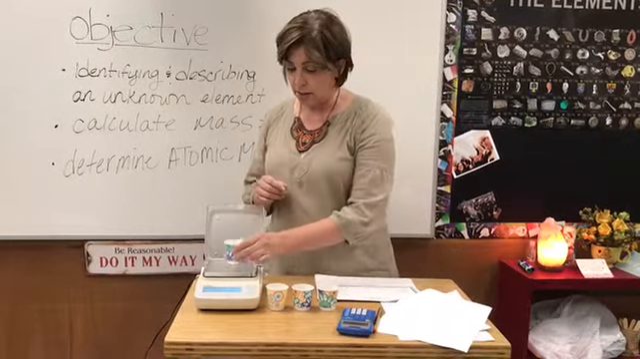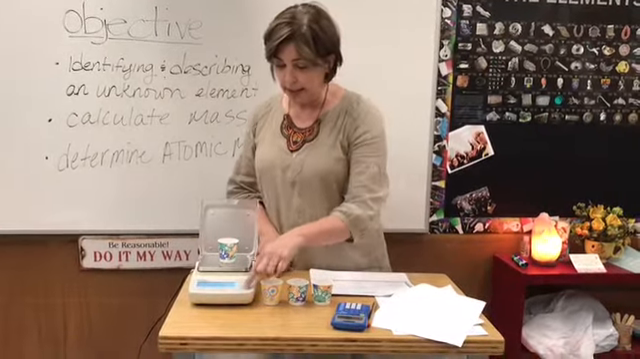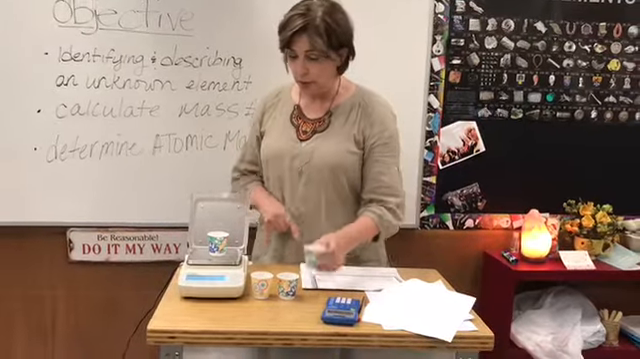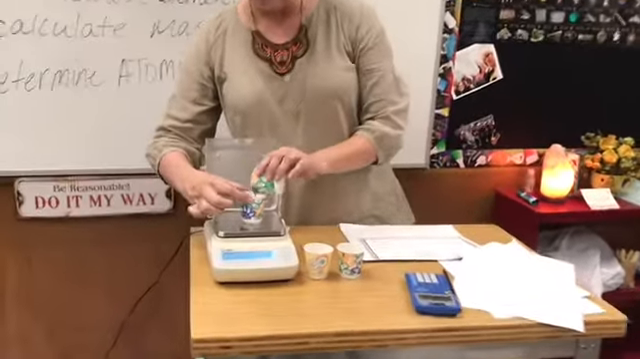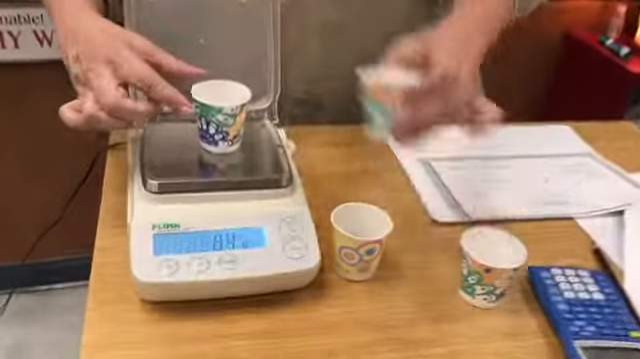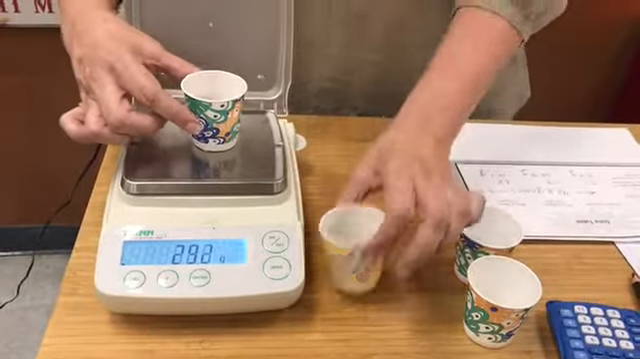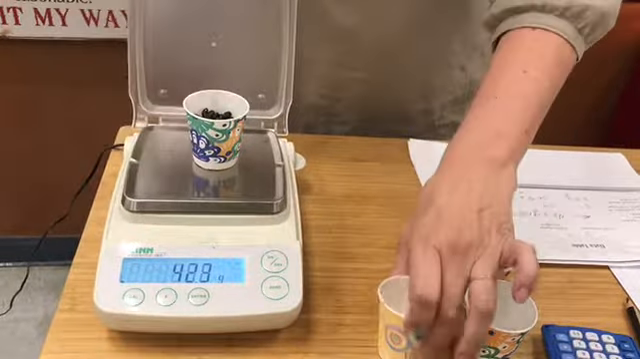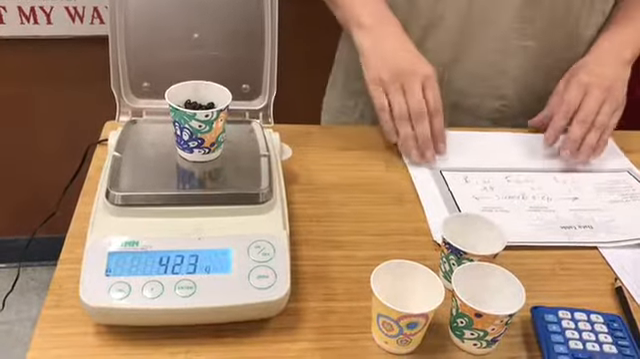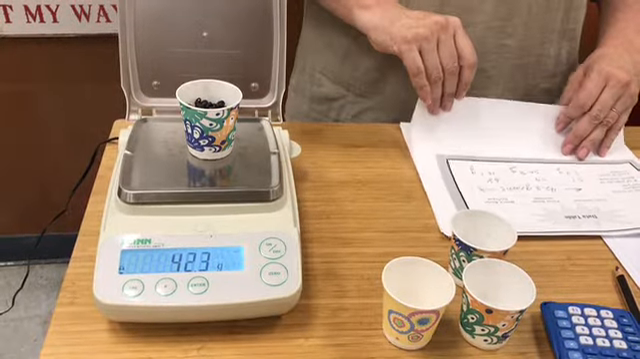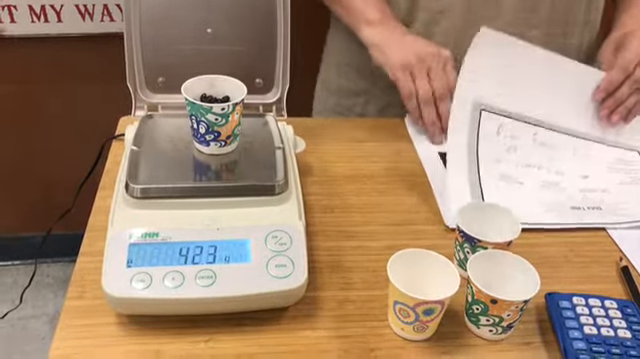So we're going to add our cup back onto the scale, make sure that it's at 0, and we will pour everything back into this cup. And as you can see, it's reading 42.3 grams.